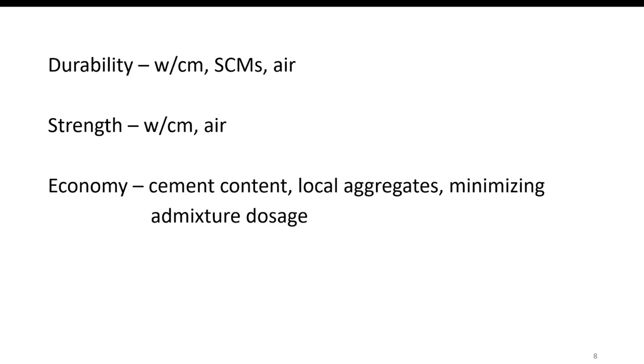If you're talking about economy or how much the concrete costs, it's really about if I can reduce that cement, if I can use local aggregates so I don't have to bring them in from too far a distance away, and if I can minimize my admixture dosages. I know that probably made a couple admixture salesmen grab their heart for a second, but I think admixtures should be used as supplements. We should get the mix a good way there and use the admixtures to make it even better, an add-on on top.